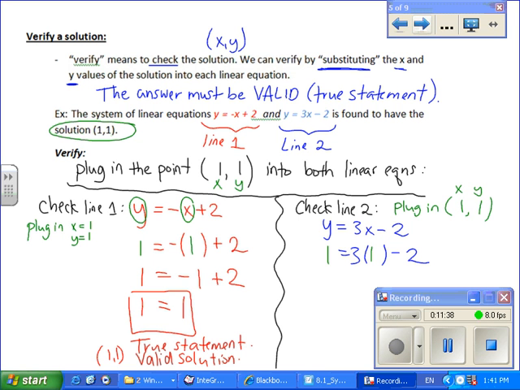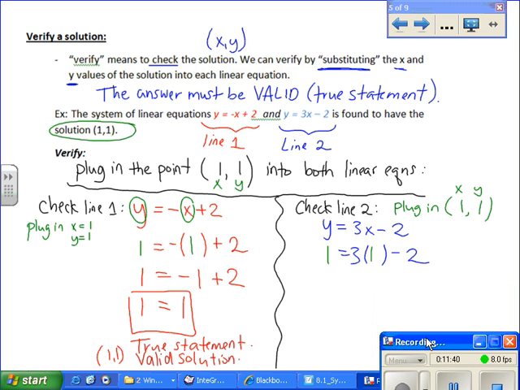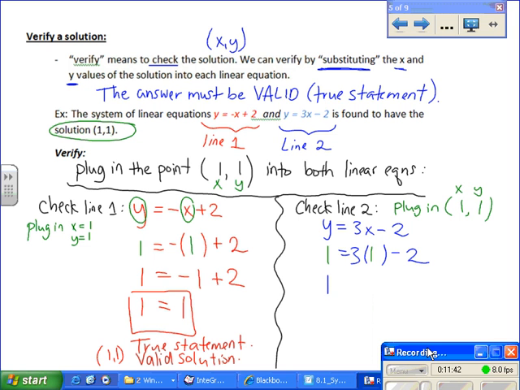Now I'm going to simplify this. On the left-hand side I have 1. On the right-hand side I have 3 times 1, which is 3, minus 2. And I can go a step further: on the right-hand side, 3 minus 2 is 1. So 1 is equal to 1. As long as it's a true statement, it's valid. So 1 is equal to 1. That's true, so this is a valid solution.